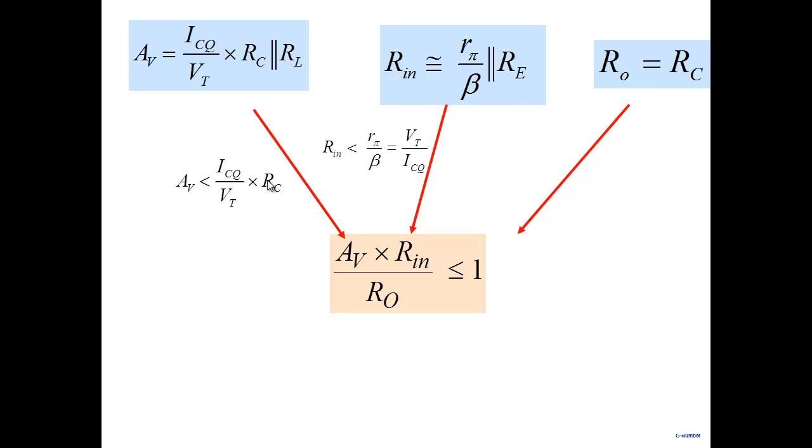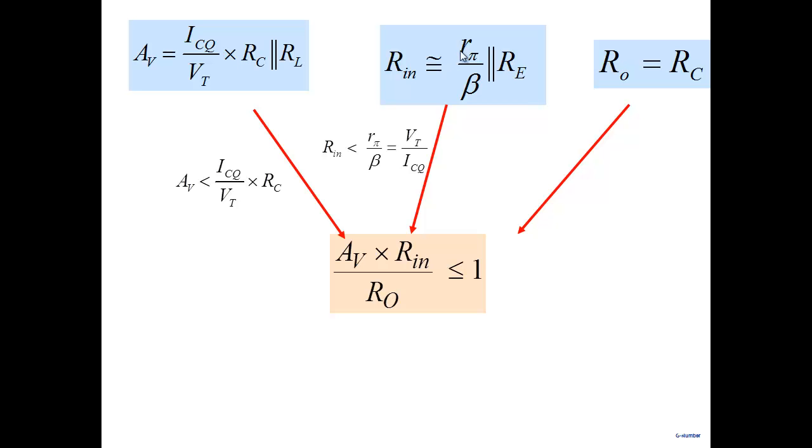With these simplifications, I can combine them and show that AV times Rn by R0 will always be less than 1. There can be situations where, for example, I don't have any RL, or if I bias it through a current source, Re is very, very high, then I'll arrive at a value which is exactly equal to 1. AV times Rn by R0 is 1 here. So if you compare a common base amplifier, this is the expression for gain. Gain is just like common emitter in terms of expression.